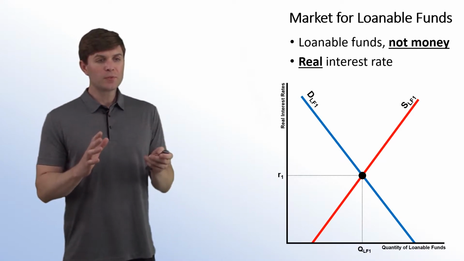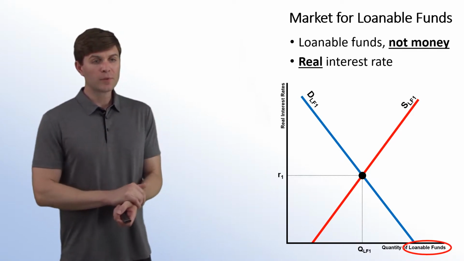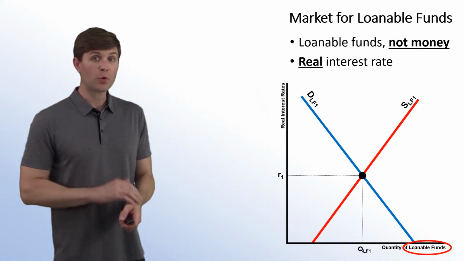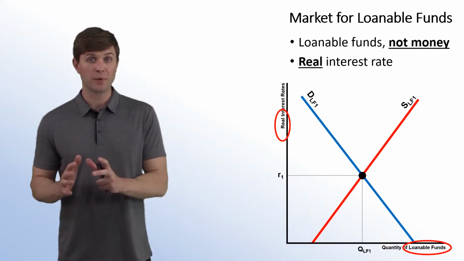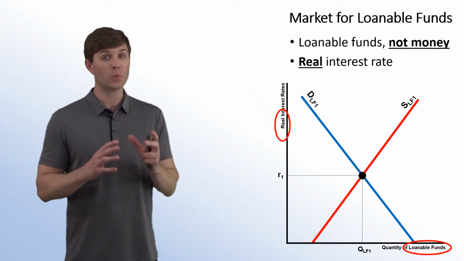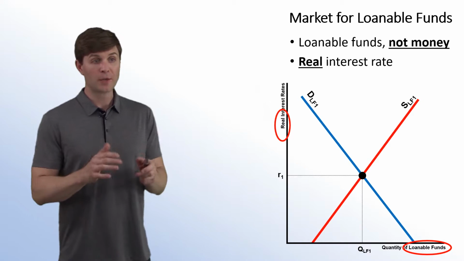So two things to note. On the horizontal axis, you want to make sure you have quantity of loanable funds down there. On the vertical axis, you need to include real interest rates. If you don't put real interest rates on this model, it will get you dinged for points. So make sure you got that.